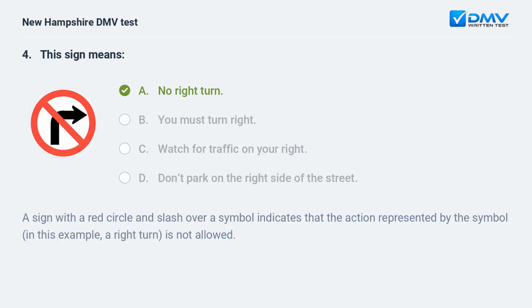A. No right turn. A sign with a red circle and slash over a symbol indicates that the action represented by the symbol, in this example, a right turn, is not allowed.